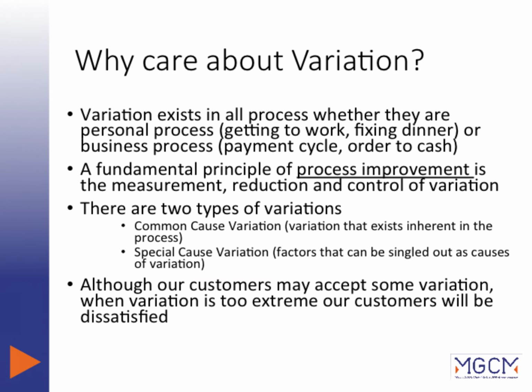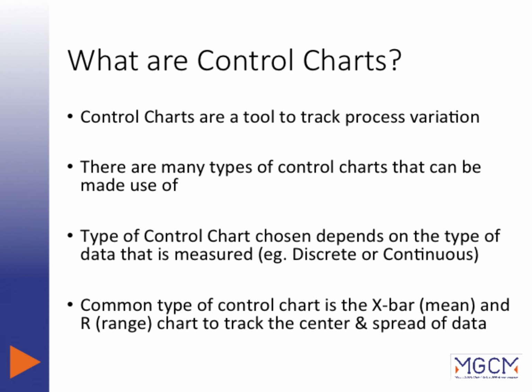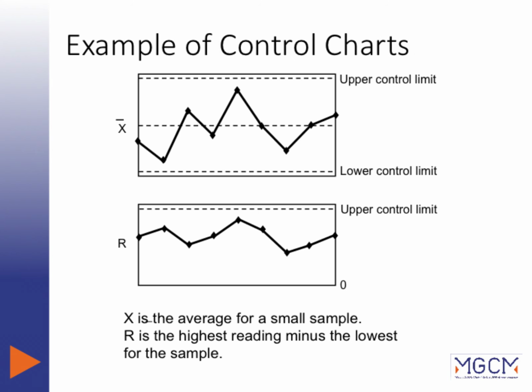So let us look at control charts. What are control charts? Control charts are a tool to track process variation. There are many types of control charts that can be made use of. The type of control chart chosen depends on the type of data that is measured, for example, whether it is discrete data or countable data, or continuous data or measurable data. The common type of control chart is the X-bar, mean, and R, range chart to track the center and spread of data. This is an example of control charts, where here you have the mean.